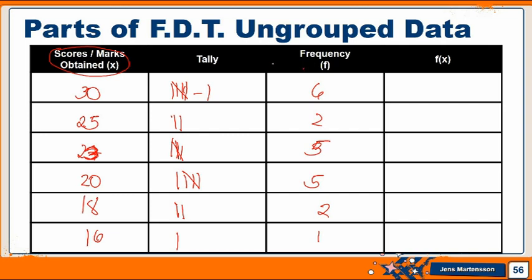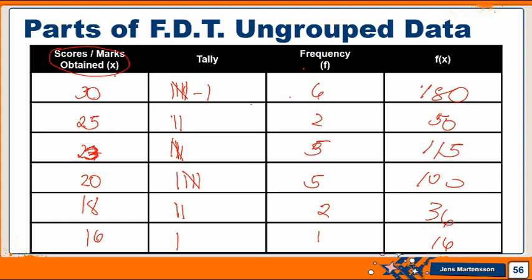F times x: 30 times 6 is 180. 25 times 2, 50. 23 times 5 is 115. 20 times 5 is 100. 18 times 2 is 36, and then 60. Ganito ang itsura ng frequency distribution table.